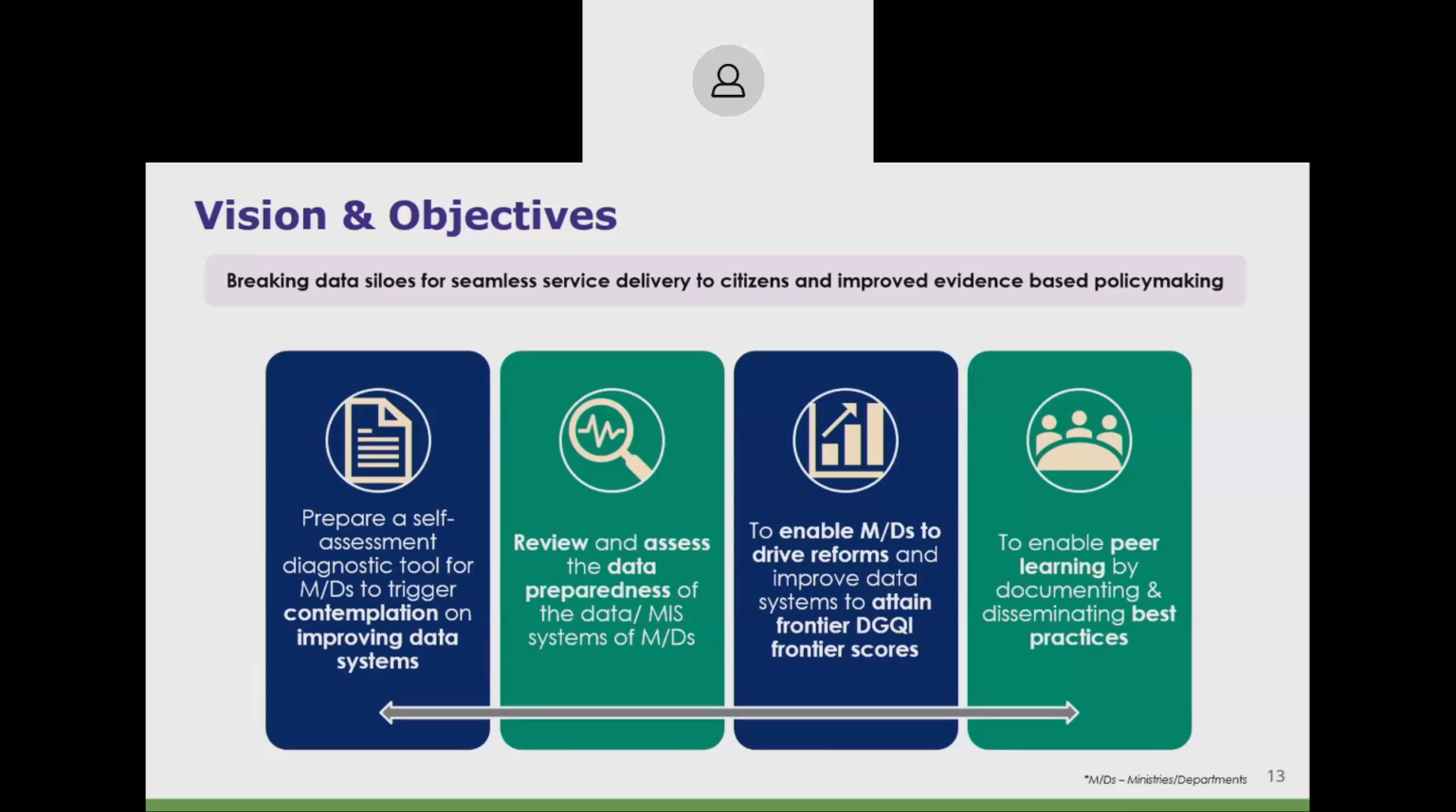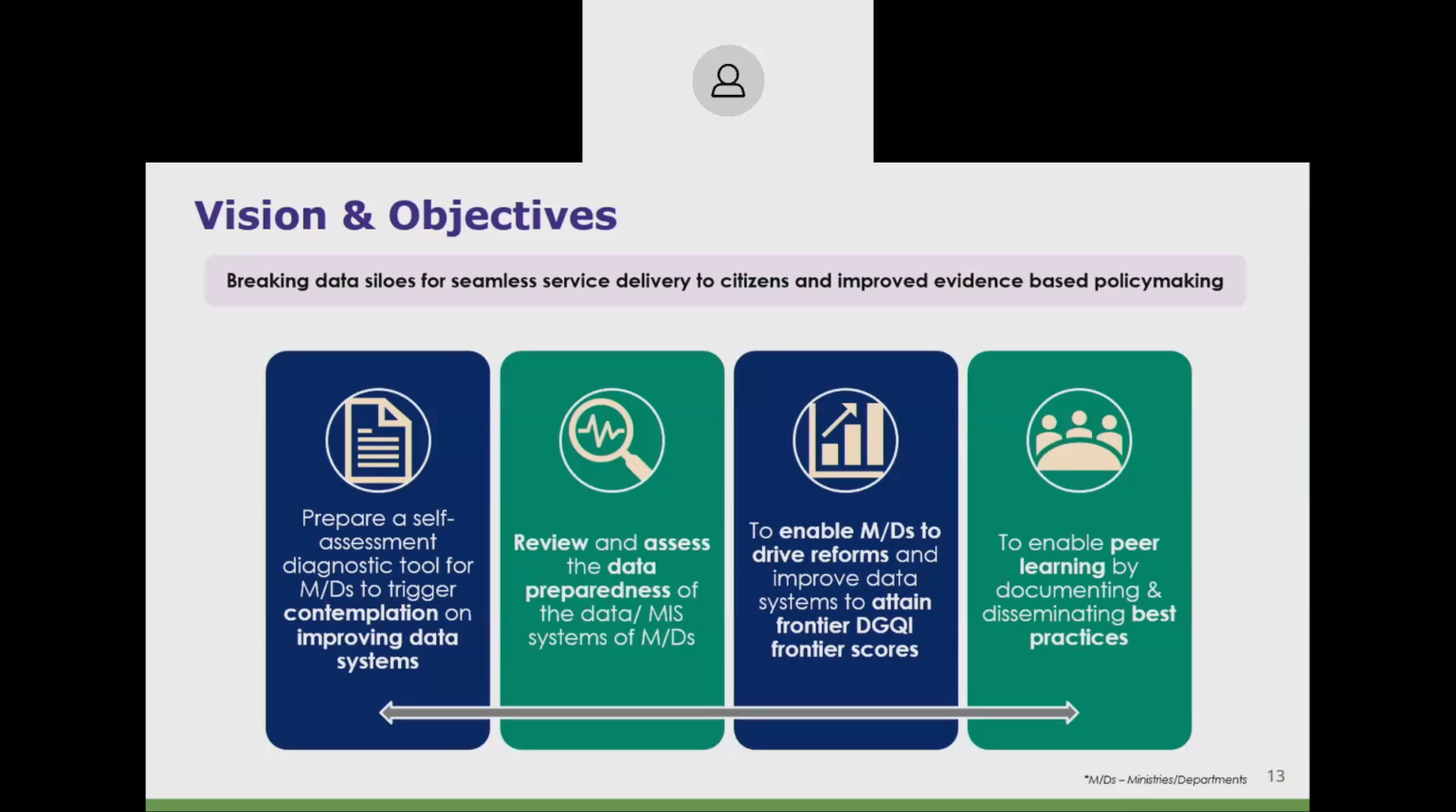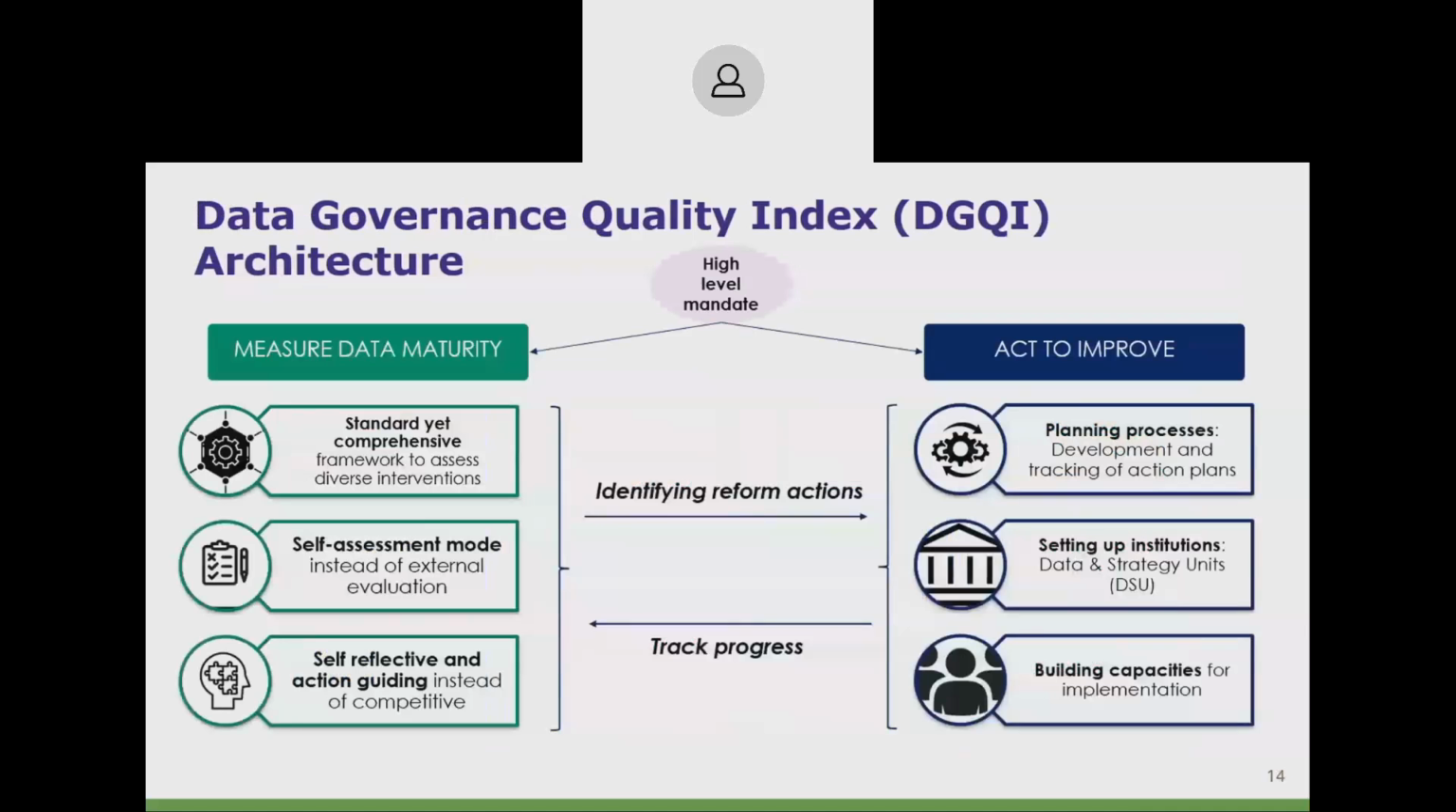Second, once you start measuring, instead of just ranking and competing, how do we use that to drive reforms, to enable better peer learning, better documentation of best practices, and speed up the entire process of every department in the state reaching a better performance level. So that's the goal. And with that goal, next slide, DGQI basically promulgates.